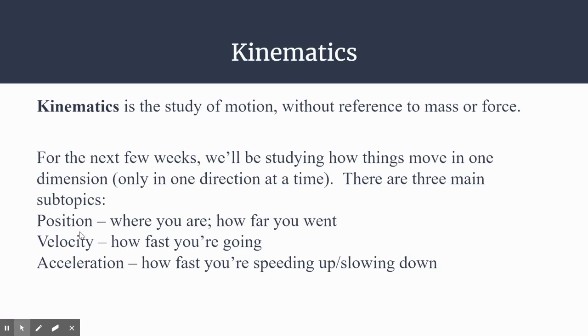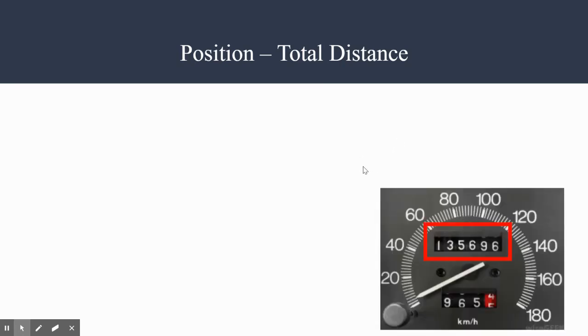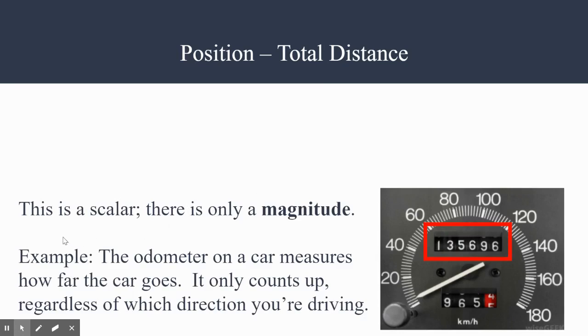For this lesson, we're going to focus on position, which is where you are and how far you went. So position can be described in two ways: with distance or something called displacement. The first of those two that we're going to discuss is distance. So what is distance? Distance is a scalar quantity. There's only a magnitude, contrary to displacement, which we'll learn is a vector quantity. There's only a magnitude, meaning, if you remember your definitions, there's not a direction assigned to it.